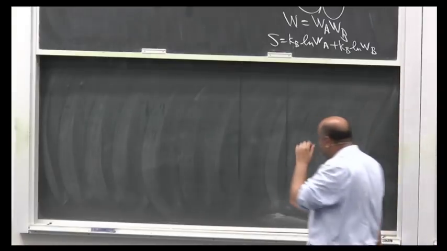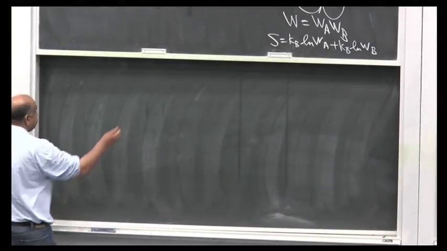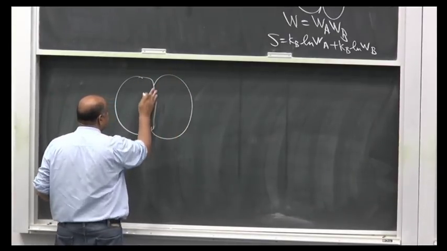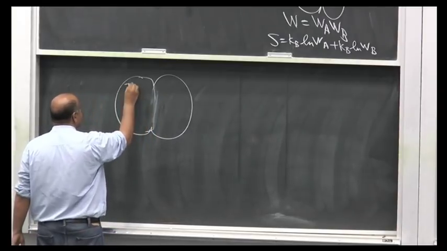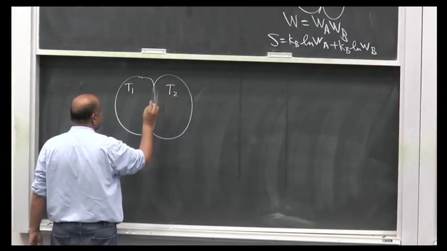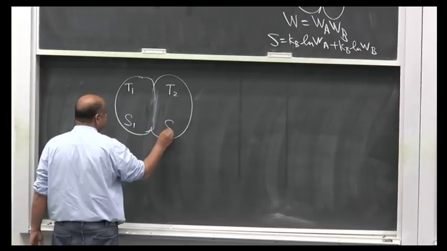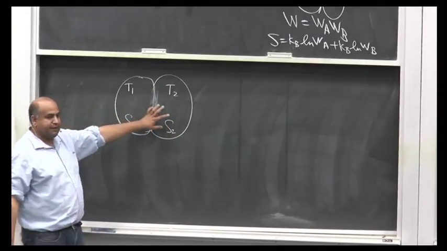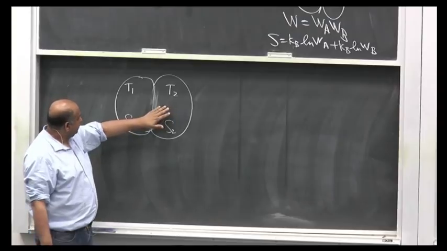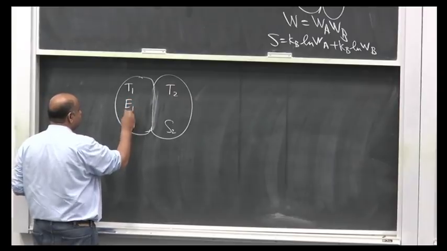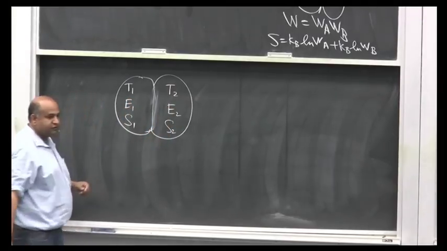Suppose we have a system, let's begin actually with two systems. Suppose we have a system and then we have another system, and let's allow them to interact. So this is, let's say, at a temperature T1, this is at temperature T2. So this one has some entropy S1, this has some entropy S2 when they were separate. So when they are separate, they have this situation and they have some total energy E1. Let's say this has some total energy E2.